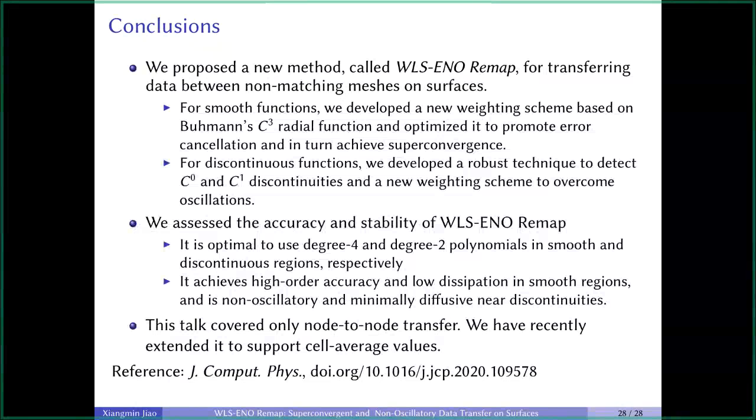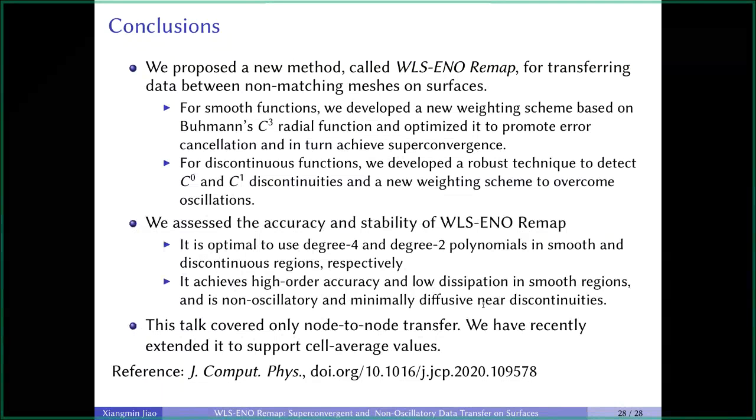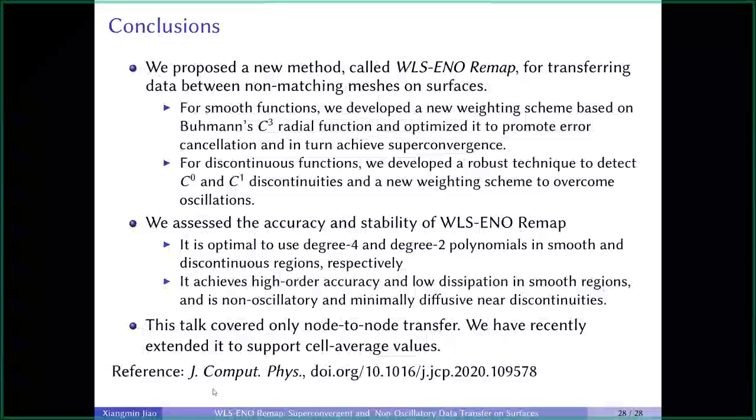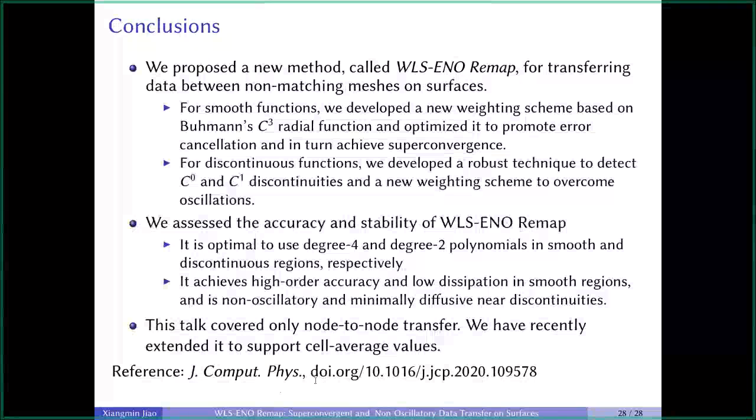And this talk only covered node transfer, and we have recently extended to cell average values, and VJ is going to give some preliminary results we had. We have further improved those results recently, but they will be published later. And this talk is based on a recent paper published in JCP, and here is the link for it.